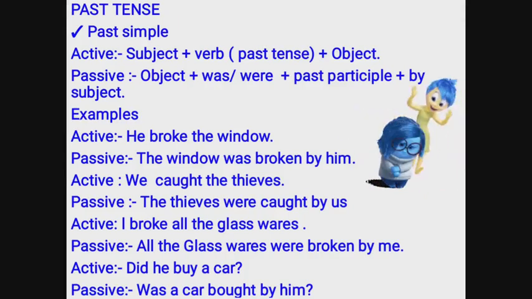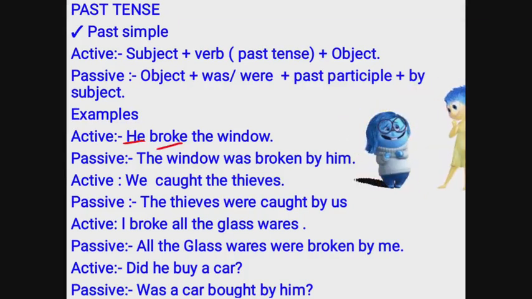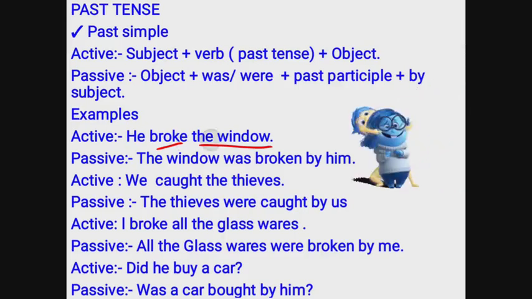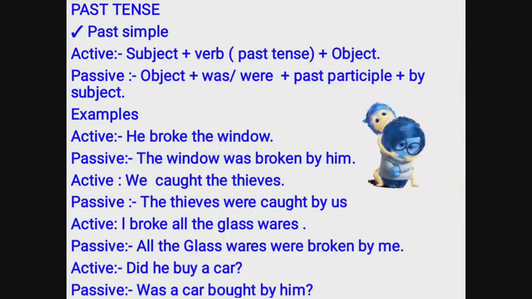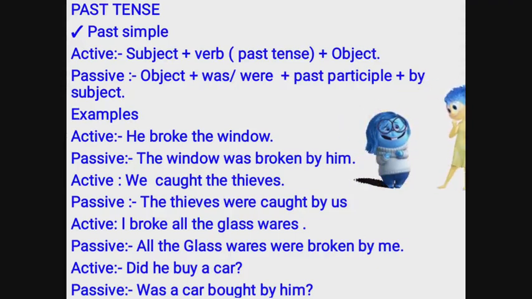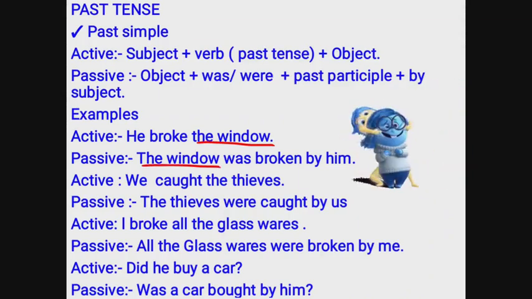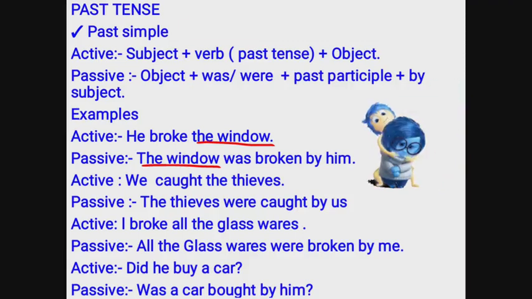Here the subject is he. Broke is a past tense of the verb. The window is the object. So how do we change this to passive voice? As usual, your X rule must take place. The window, which is the object, becomes the what? The subject here. The window. Now, how many windows were broken? Just one, isn't it? So use was.